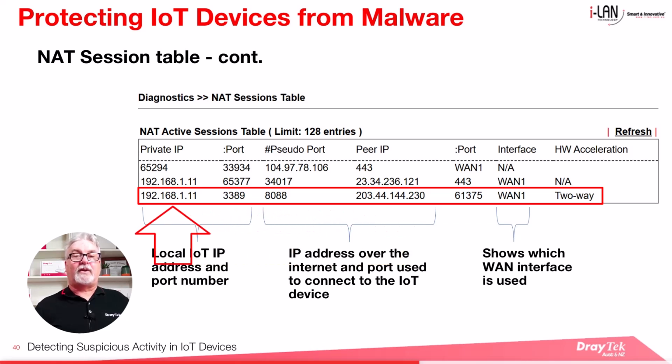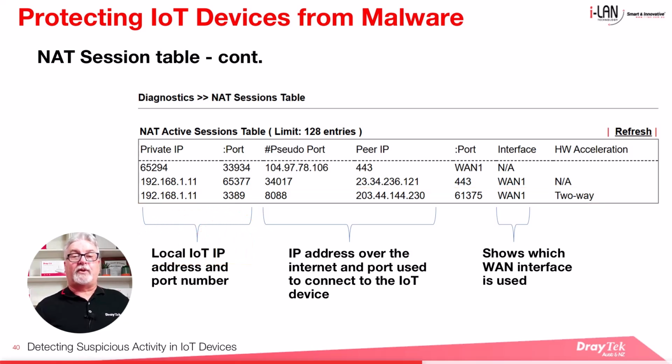using port 8088 to 192.168.1.11 on port 3389. To check if someone has potentially accessed your IoT devices, such as an IP camera, you can review the NAT session table for any unknown IPs connecting to those devices.